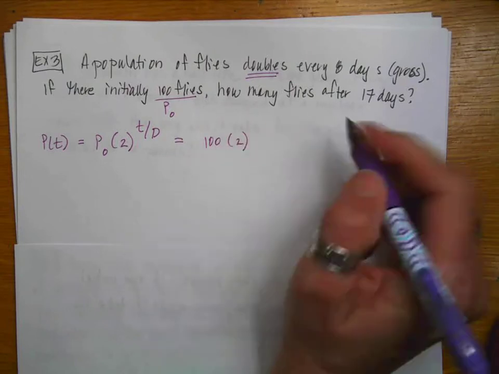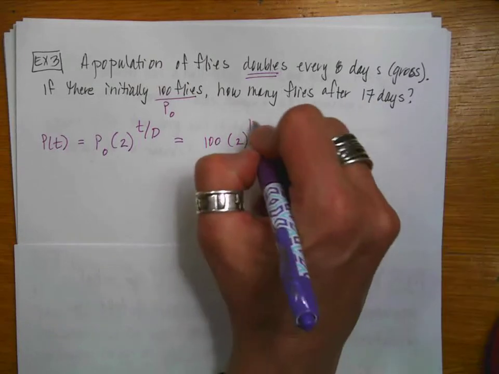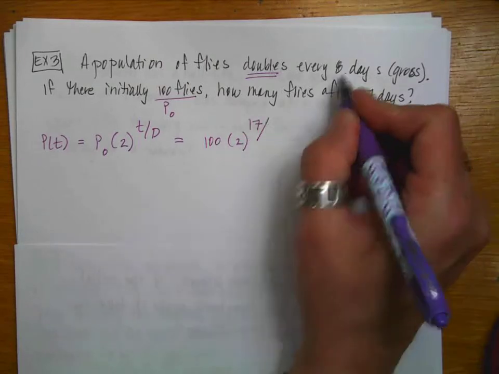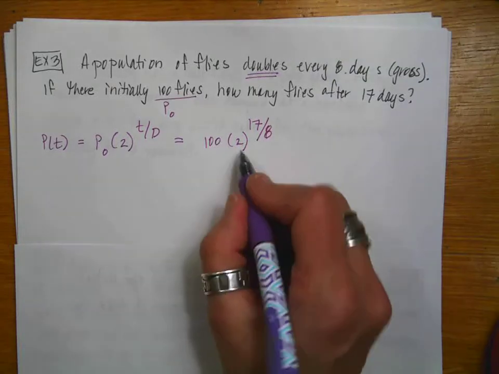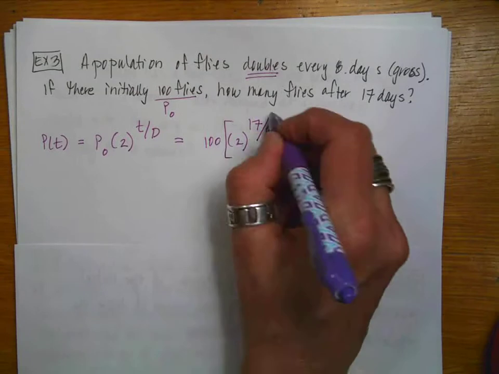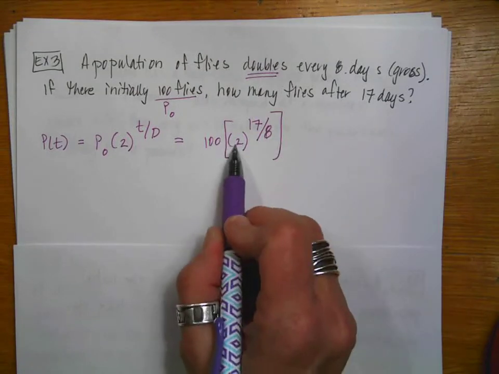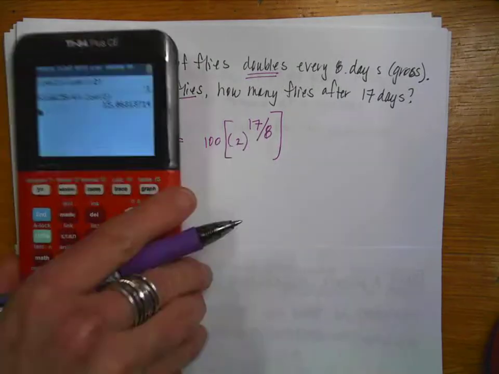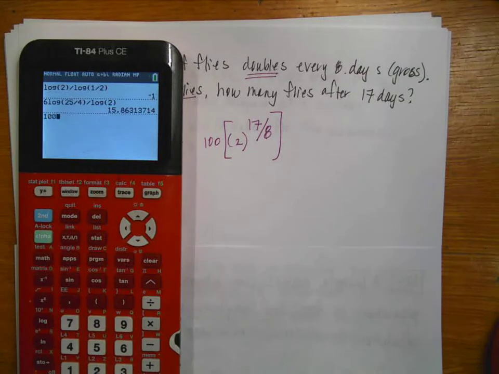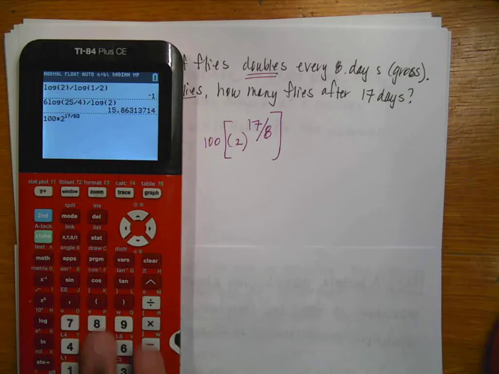So I substitute in what I know. My initial population was 100. Here's the 2. In this one I know the time, so I'm going to put the 17, and I know that it doubles every 8 days. Well, now it's just a calculator exercise. I will remind you that you have to do a multiply. You can't do 100 times 2 and then raise it to a power. It doesn't work that way. So in my handy-dandy calculator, I would do 100 times 2 raised to the 17 divided by 8.